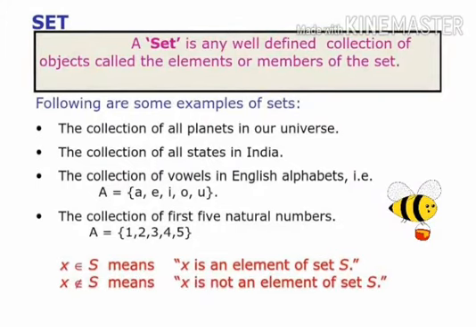Well-defined collection of objects means that, given a specific object, it must be possible for us to decide whether the object is an element of the given collection or not. The examples are the collection of all planets in our universe, the collection of states in India, the collection of vowels in the English alphabet, that is A, E, I, O, U, and the collection of the first five natural numbers 1, 2, 3, 4, 5.